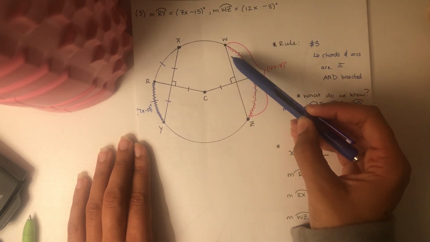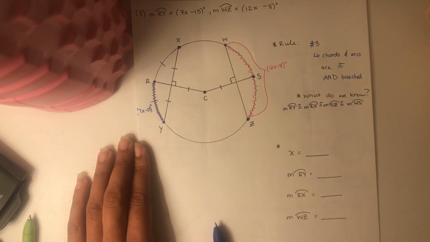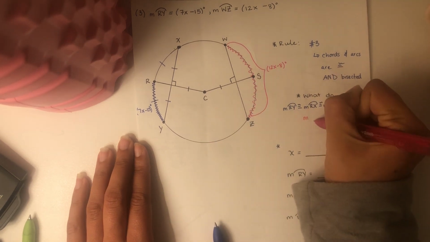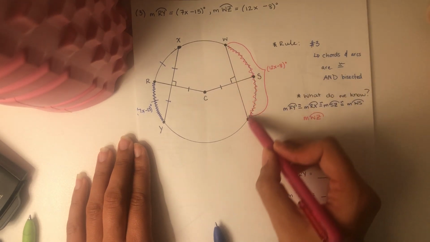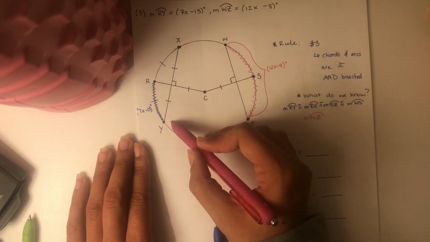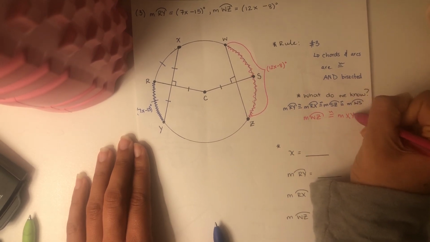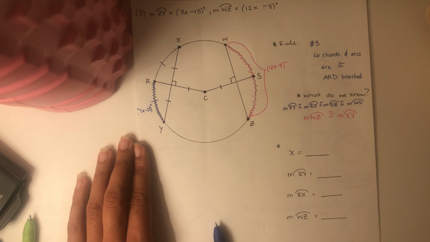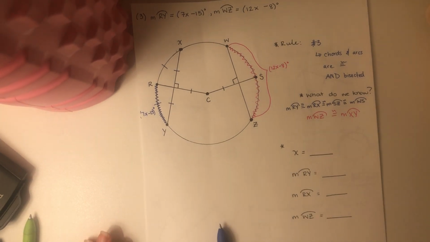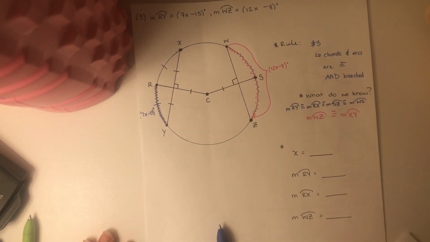All right, what else do I know? Let's look at the big picture. We have this big WZ. What would the measure of arc WZ be congruent to? This big arc here. Well, XY. All right, that's what we know. That's all we need to know right now to move forward with this problem.